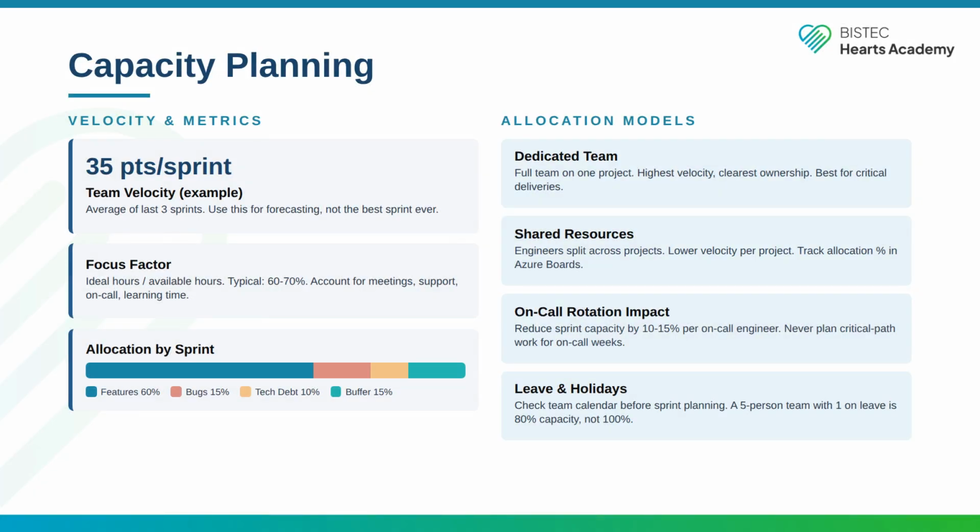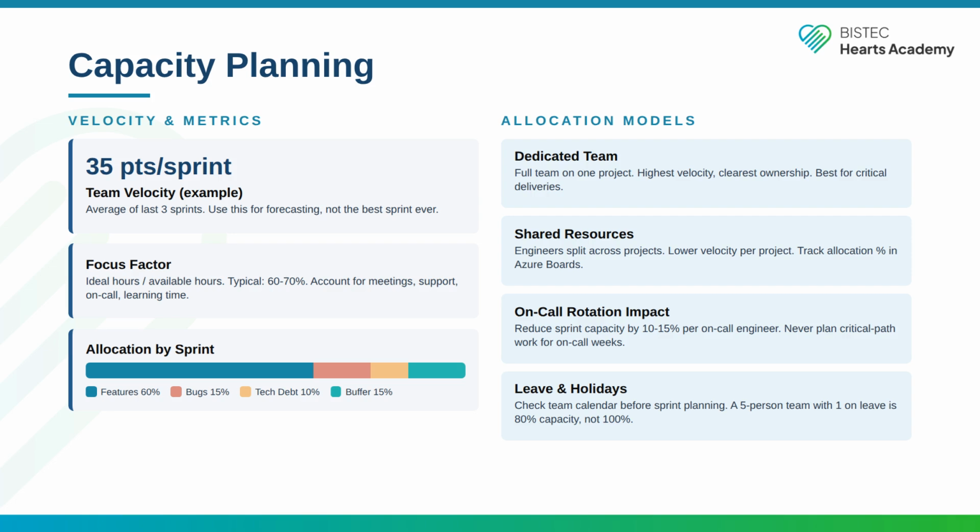Estimation tells you how big the work is. Capacity planning tells you how much work your team can actually absorb. Team velocity should be the average of your last 3 sprints. In the example on screen, that is 35 points per sprint. Use the average, not the best sprint you ever had, and definitely not the sprint where everyone worked overtime. That is not sustainable velocity.